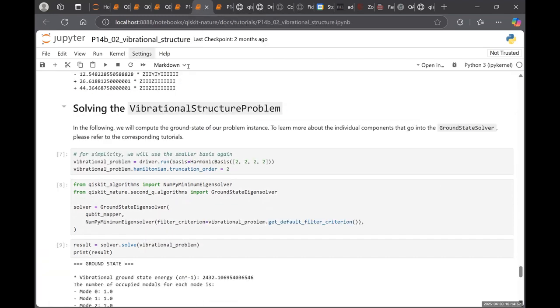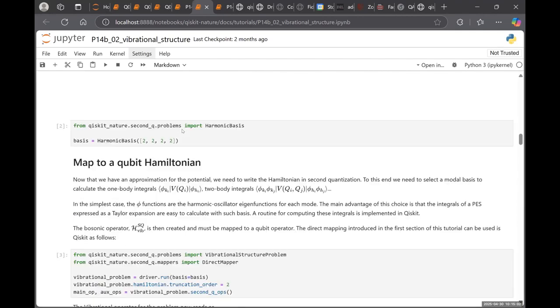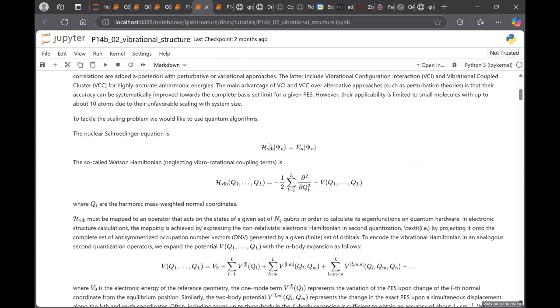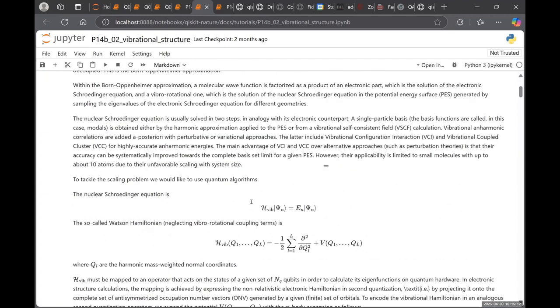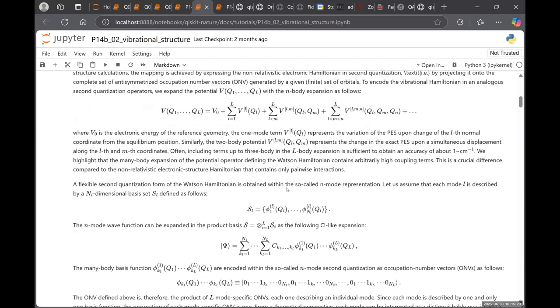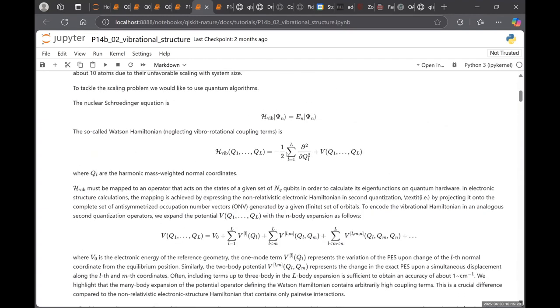Let me see the next one. This is the second notebook that I uploaded. This one is for the vibrational structure. So yeah, the Hamiltonian is the same, and then you are interested in the vibrational mode, and there will be angular momentum.